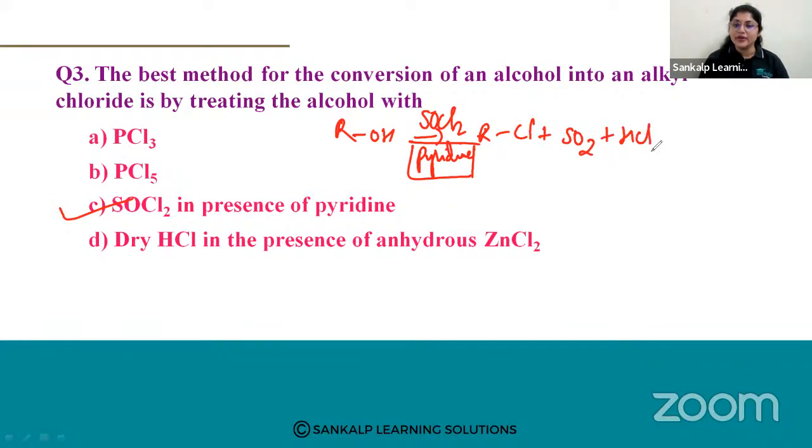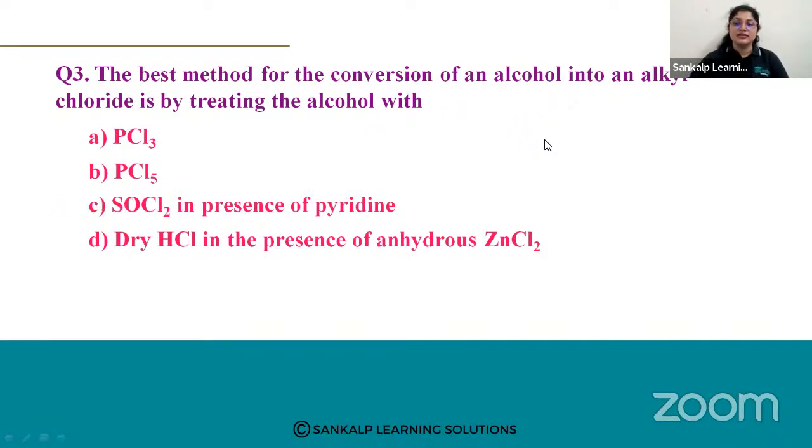So these are the side products, and they are gaseous in state, so they will escape out, and the product obtained can be easily separated. So option C is the right answer. Whenever you are converting an alcohol into alkyl chloride, you treat the alcohol with thionyl chloride in the presence of pyridine. Why do we prefer this? Because the byproducts obtained are gaseous, that is sulfur dioxide and hydrochloric acid.